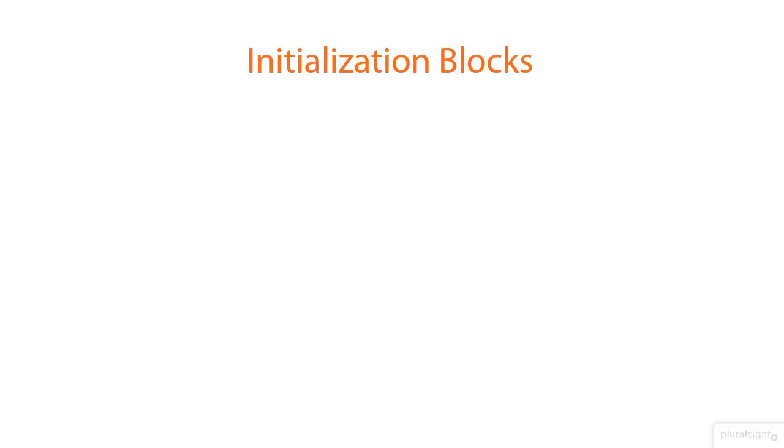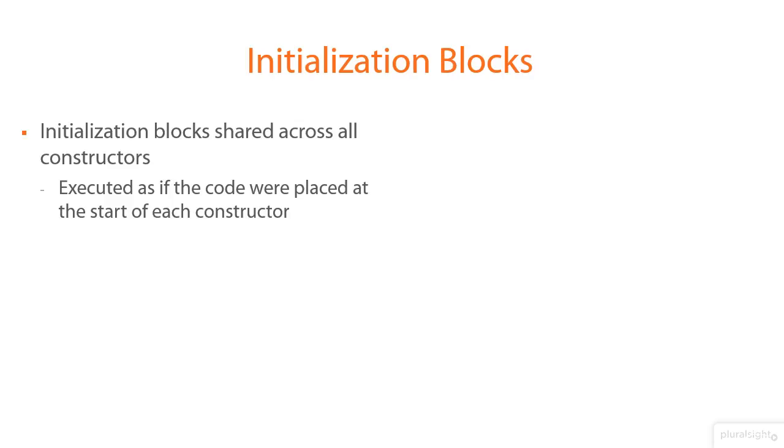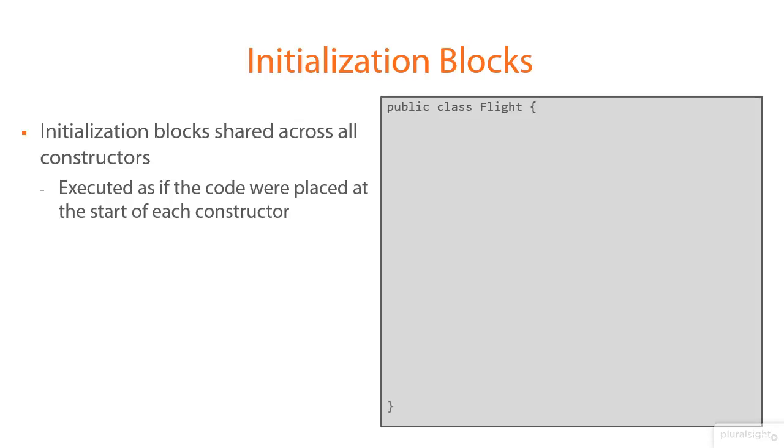Constructors are not the only way to run code as part of the initialization of our classes. We have another mechanism called initialization blocks. What they allow us to do is create code that's shared across all our constructors. And what they do is run the code as if that code were placed at the very beginning of each constructor. Let's revisit our flight class for a second.